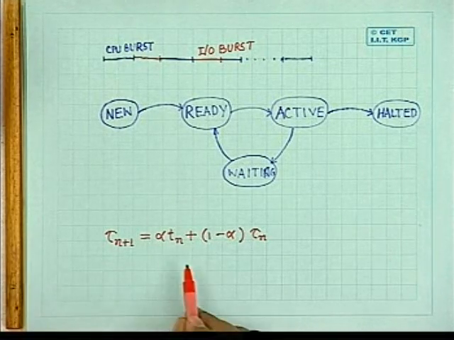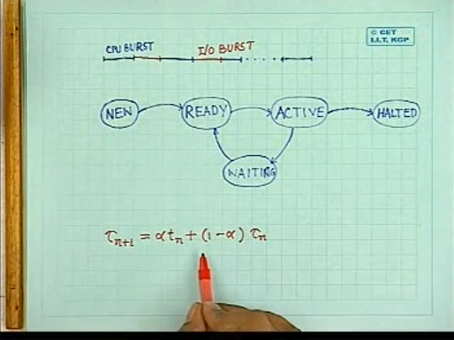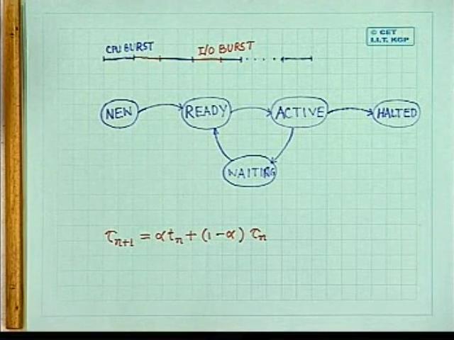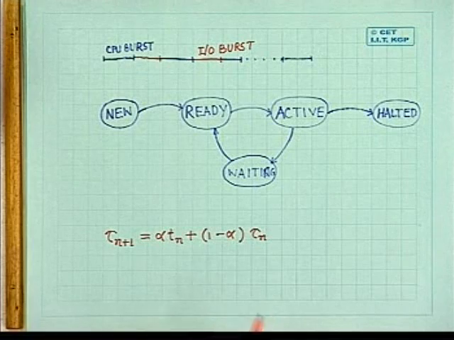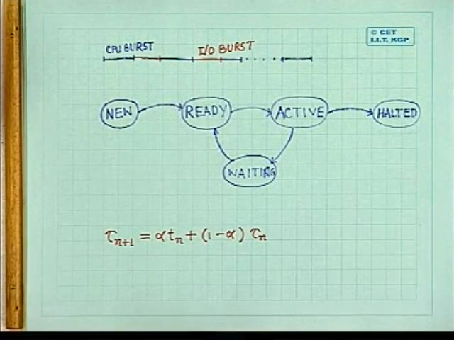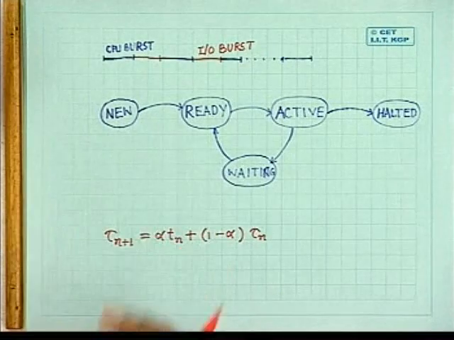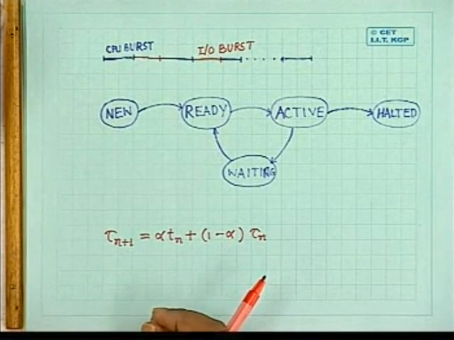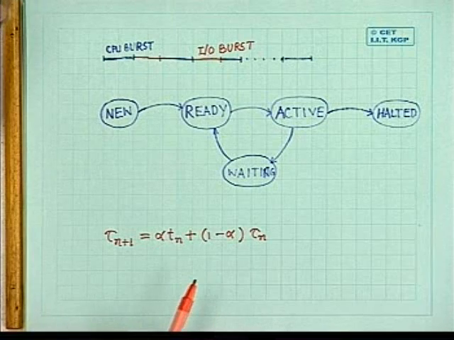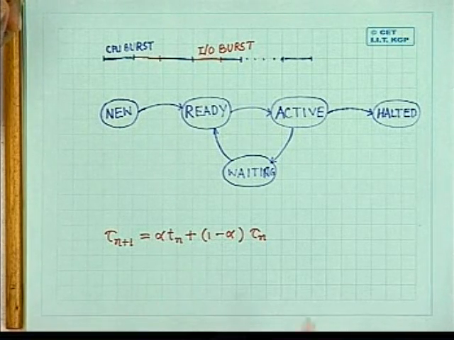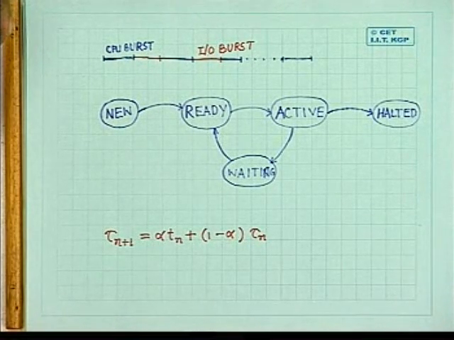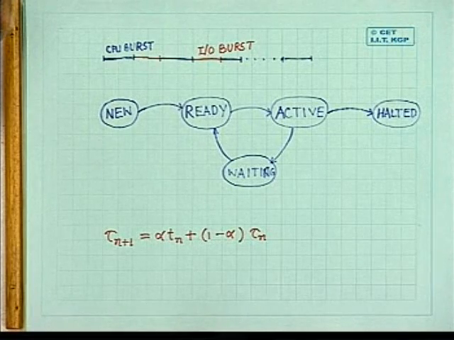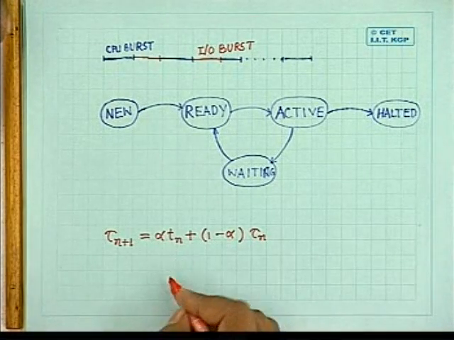Now the question is, how do you get the first CPU burst duration? That is tau 0. Because till that time the job has not been executed for any CPU burst, so I don't have any past history of the job. So usually what can be done is, for the first CPU burst, you execute the job on first come first serve basis. Once you execute the job for the first time, I know what is T1, that is the first CPU burst.